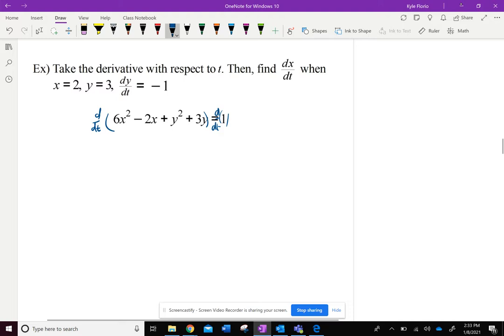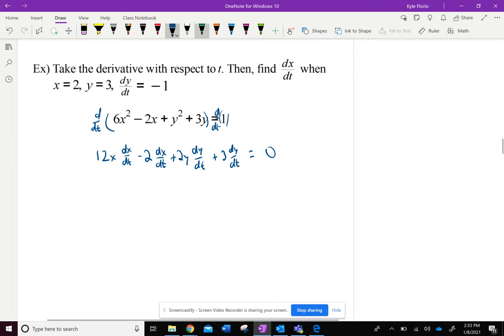So the derivative of 6x squared with respect to time is going to be 12x dx/dt. Negative 2x is going to be negative 2 dx/dt. y squared is going to be 2y dy/dt. And the derivative of 3y is going to be 3 dy/dt. The derivative of constant, of course, is 0.